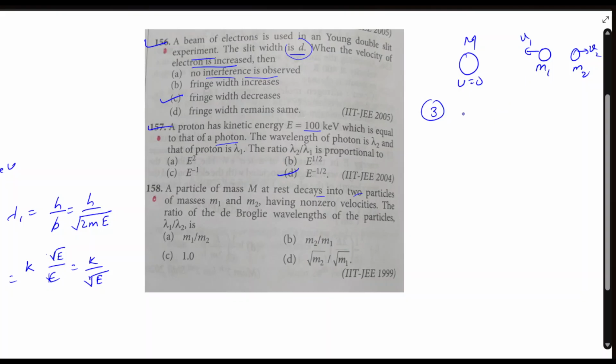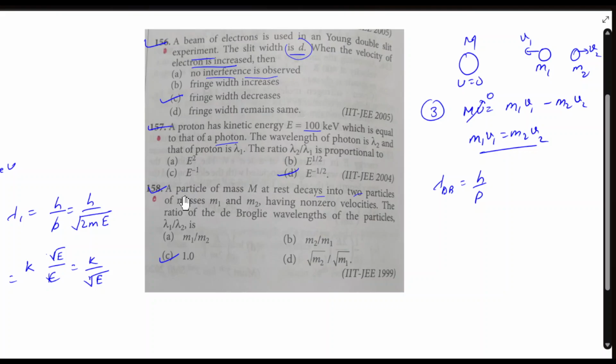This is quite easy, right? If we conserve momentum, mu will be equal to m1 v1 minus m2 v2. This is 0, so we get m1 v1 equals m2 v2. If momentum is the same, then de Broglie wavelength depends on p. Both have the same momentum, so the de Broglie wavelength will be the same. So the ratio will be 1:1. Again, quite an easy question.